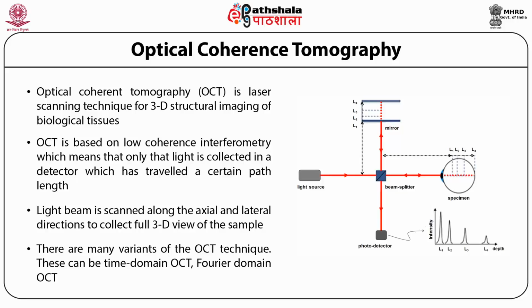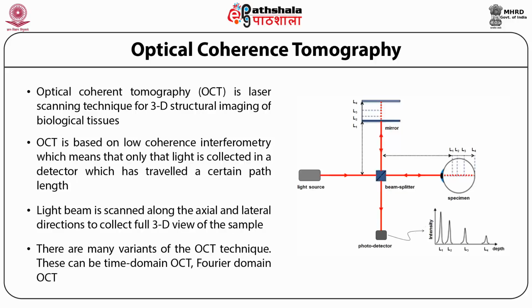In the picture shown here, this is the basic experimental arrangement that is used in any optical coherence tomography setup. What you have is light coming from the source, which is divided into two parts. In one part, which is called the reference arm, you have a scanning mirror, and in the other arm, you have the sample placed. The light coming from these two arms is again combined at the beam splitter and sent to the photodetector.